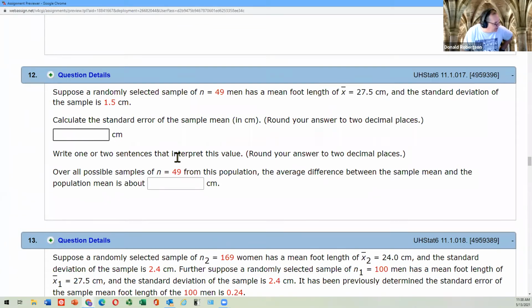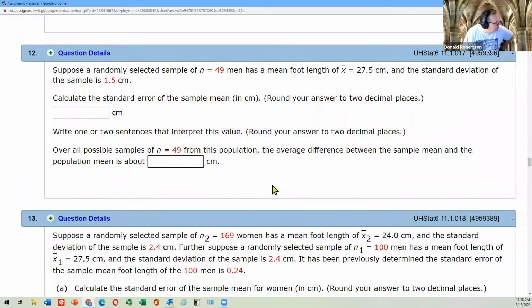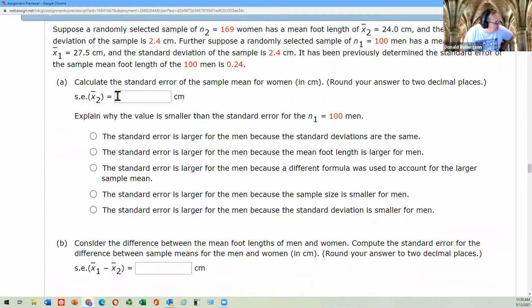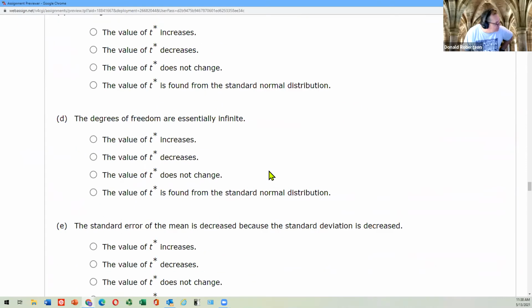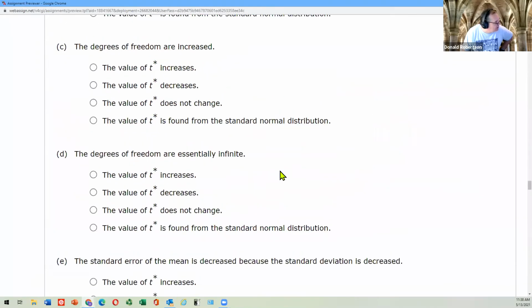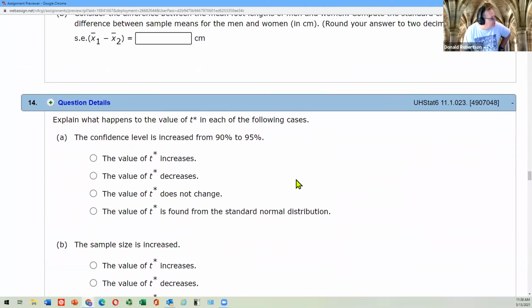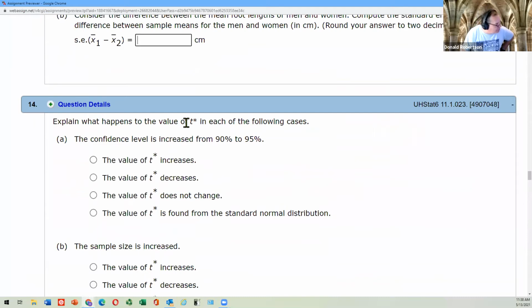A standard error. Two different questions. Standard error, standard error. Oh, I could talk about this one. Explain what happens to the magic t in each of these cases.